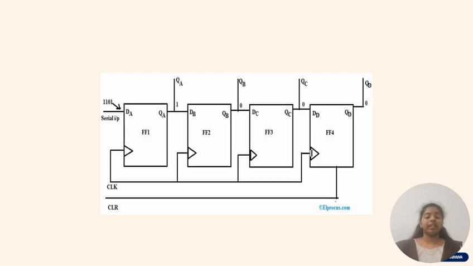Now let's check the circuit diagram. Let's consider 4 flip-flops D1, D2, D3 and D4. As we know, it's a serial input and parallel output. The outputs are Q0, Q1, Q2, Q3, which are given as parallel outputs. A clock is connected to all the flip-flops and a clear is also connected.